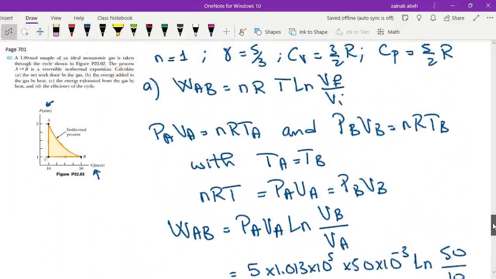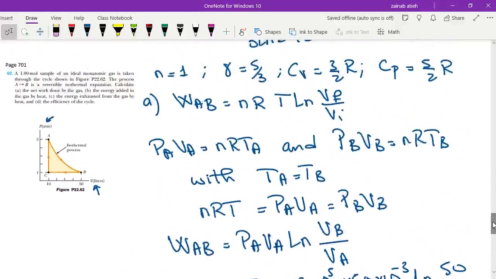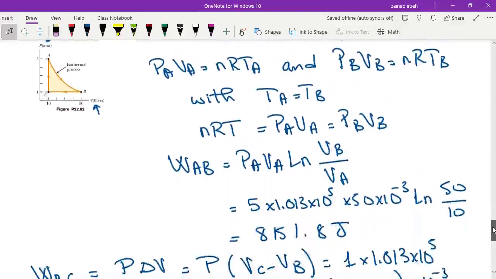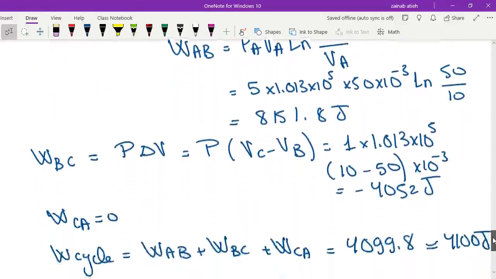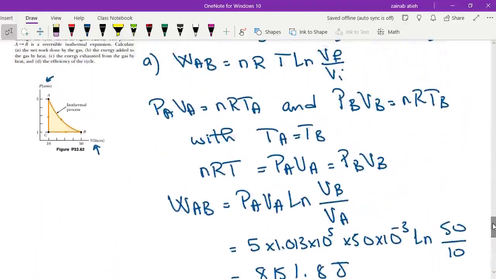Now let's move to the second part, which is B, the energy added to the gas by heat. He means Q gained, the energy added to the gas by heat. So he's asking us to find Q gained. How to find Q gained? First, you can calculate each Q alone and see which Q is positive and gained. The negative, I don't care about it, I shouldn't add it. I only have to search for positive Qs.